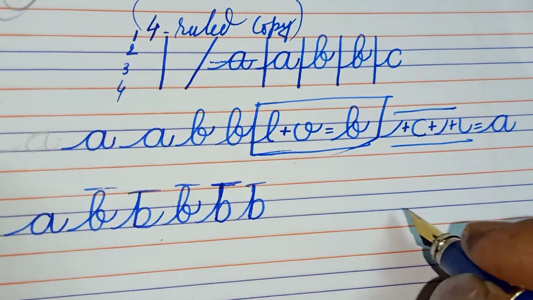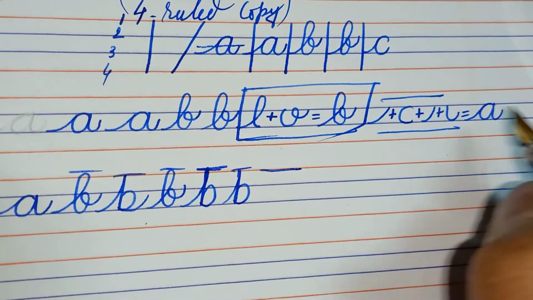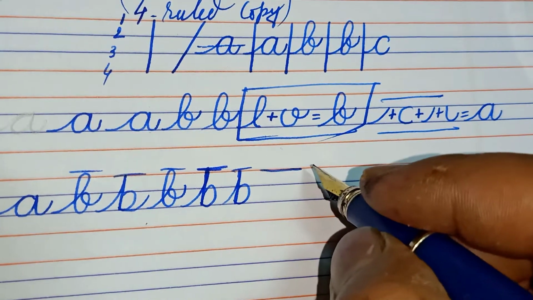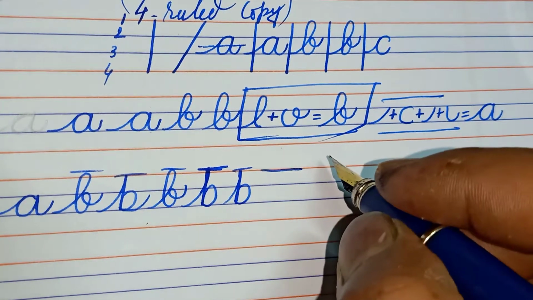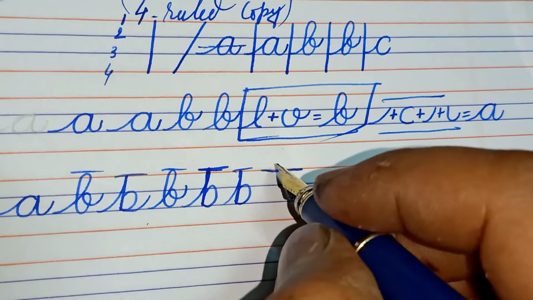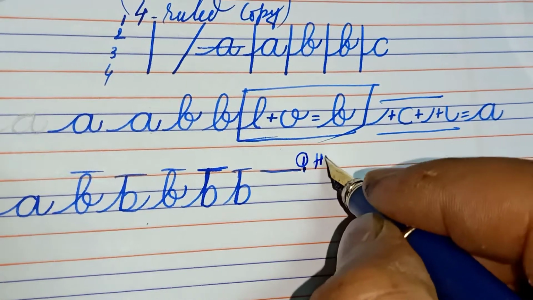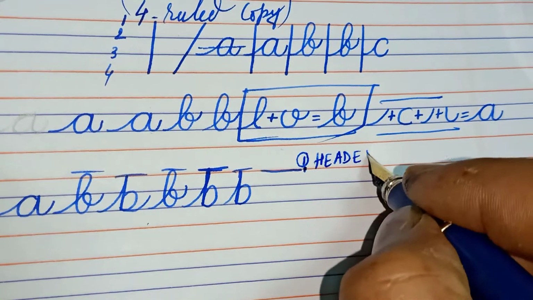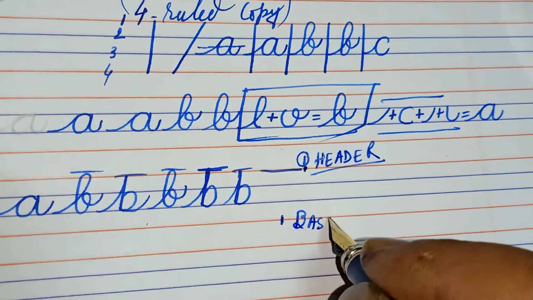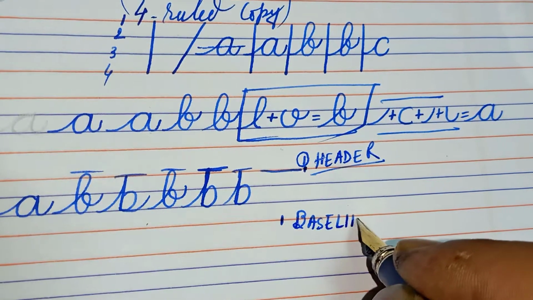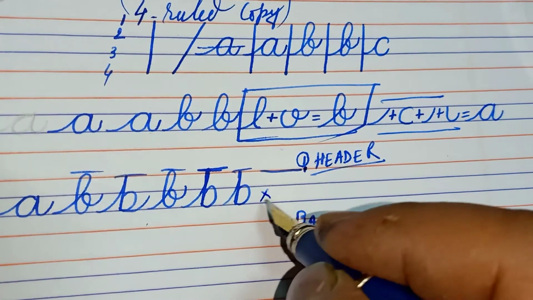Okay, when you write like B, T, L, this will touch the header. Okay, in my previous videos I have said about these lines. I am saying it again. This first line is called header, and the last line is called baseline. Baseline or base, and these two blue lines we call the X height.